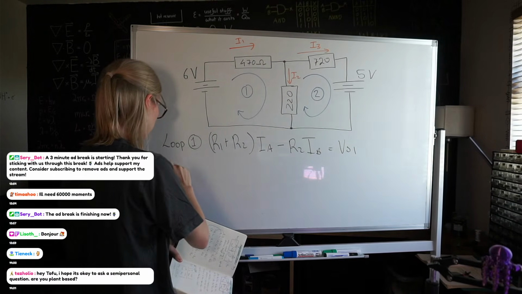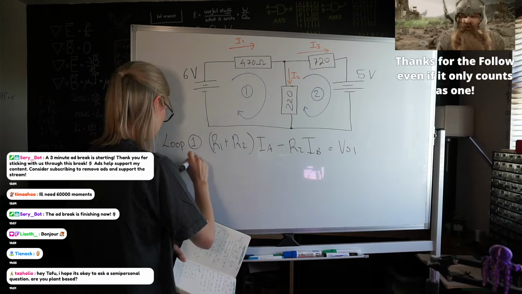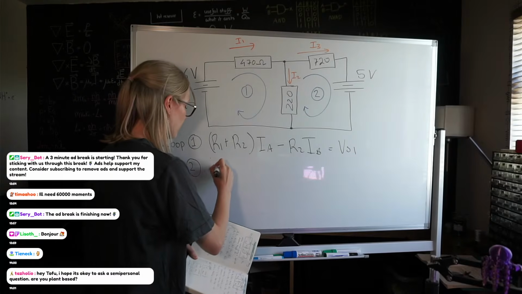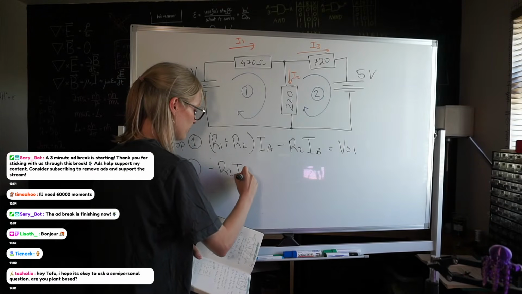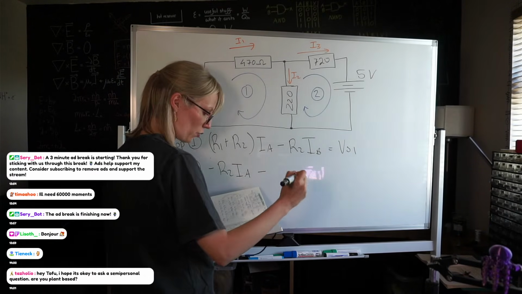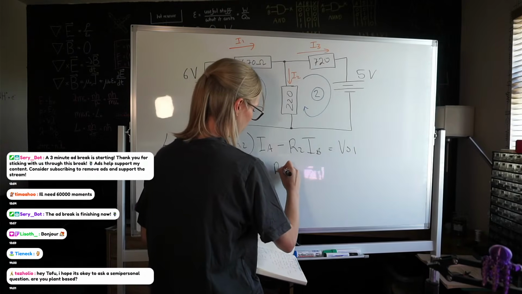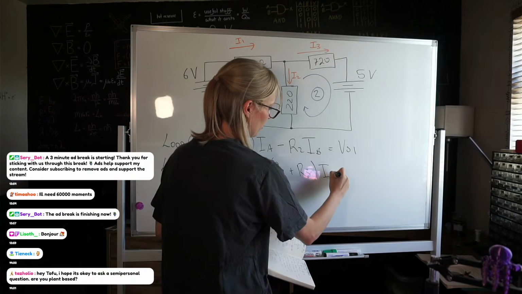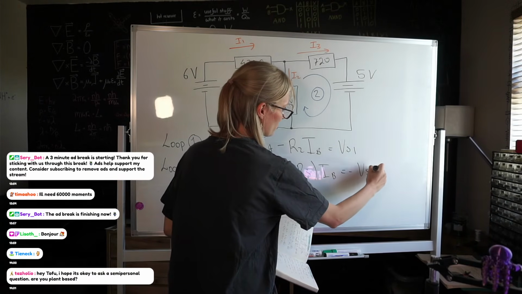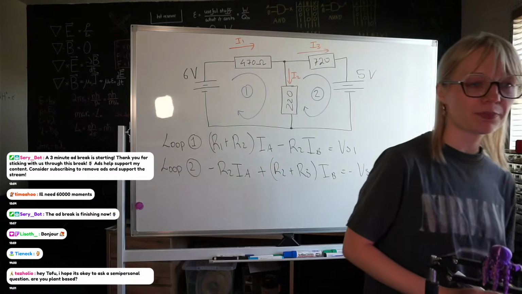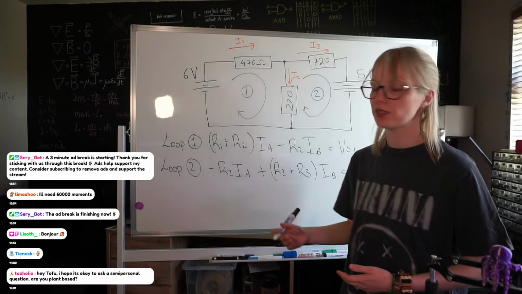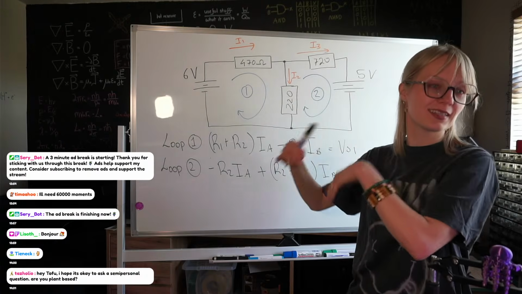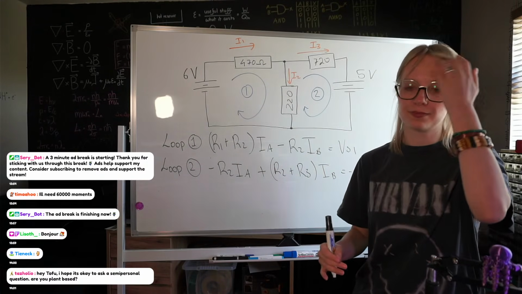And in loop 2, we have minus R2 IA plus (R2 + R3) IB, minus voltage 2. That was the whole point of that previous whiteboard: to get a bit of a derivation just to make this part a little bit easier. But there's nothing stopping you from doing what I did earlier, applying it here, then subbing in the numbers.